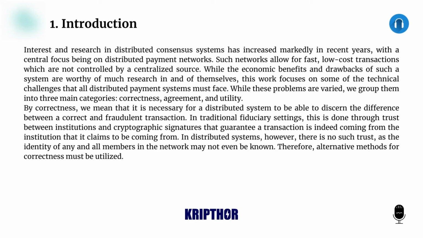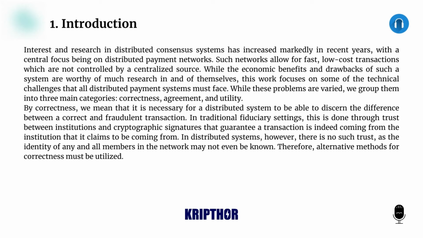While these problems are varied, we group them into three main categories: correctness, agreement, and utility. By correctness, we mean that it is necessary for a distributed system to be able to discern the difference between a correct and fraudulent transaction. In traditional fiduciary settings, this is done through trust between institutions and cryptographic signatures that guarantee a transaction is indeed coming from the institution that it claims to be coming from.